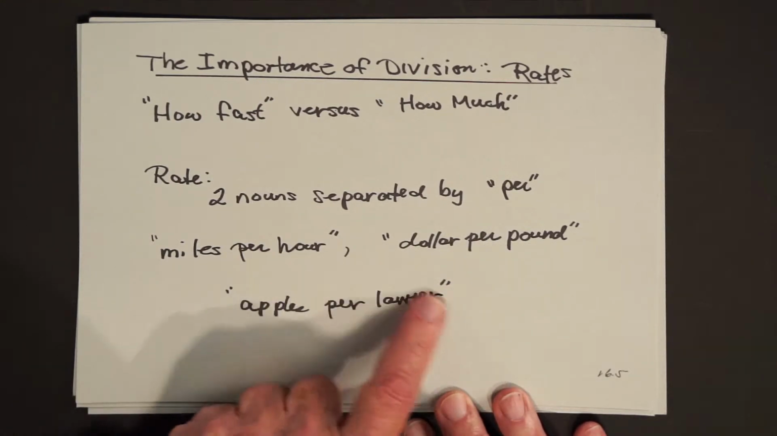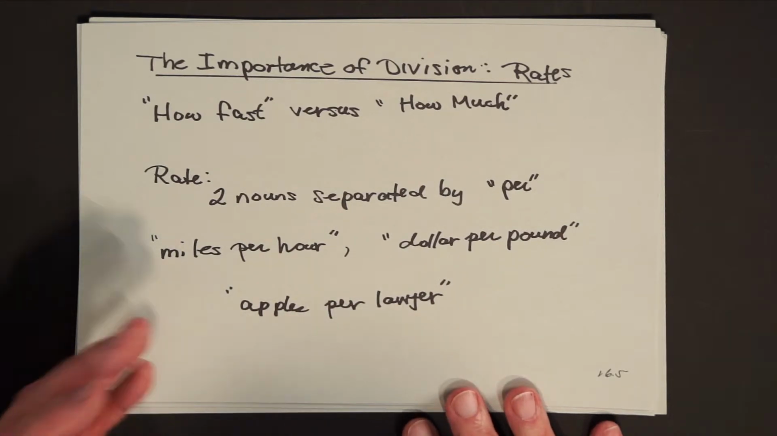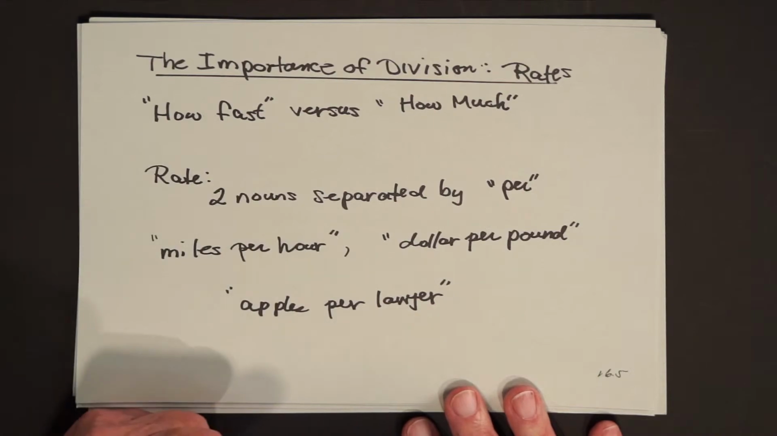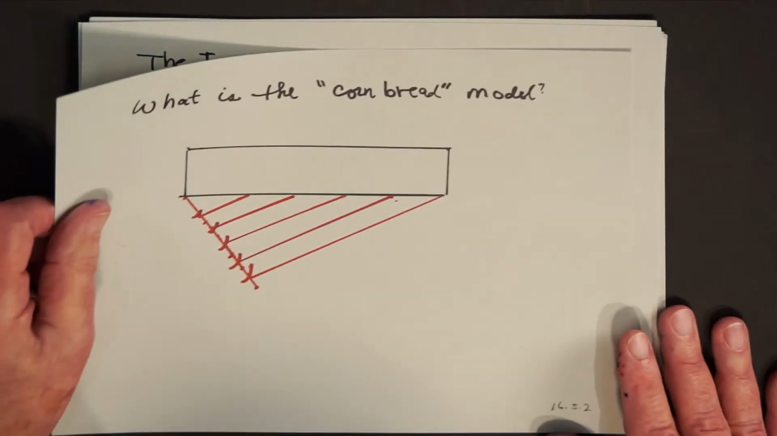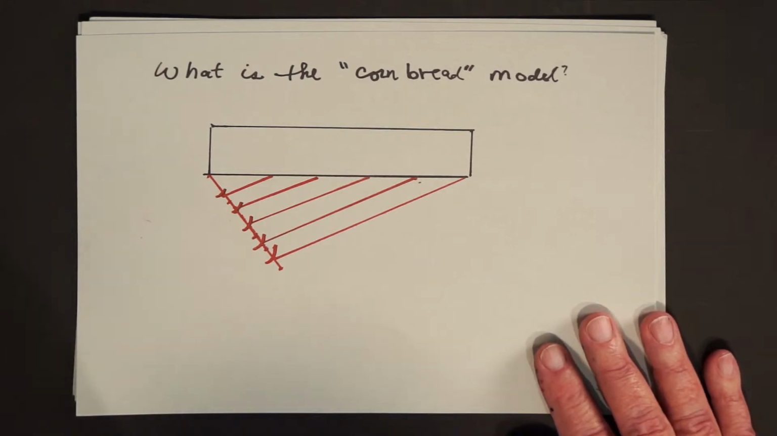And you don't even need nouns that sort of seem to go with one another. You can talk about apples per lawyer. You're dividing apples among a bunch of lawyers. The number of apples divided by the number of lawyers is the number of apples each lawyer gets. Now, what's interesting is we can visualize everything just by dividing things into fractional parts.